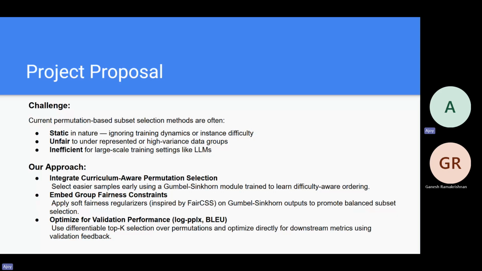So, 2 papers and a project proposal, but the first one was Gumbel Sinkhorn.